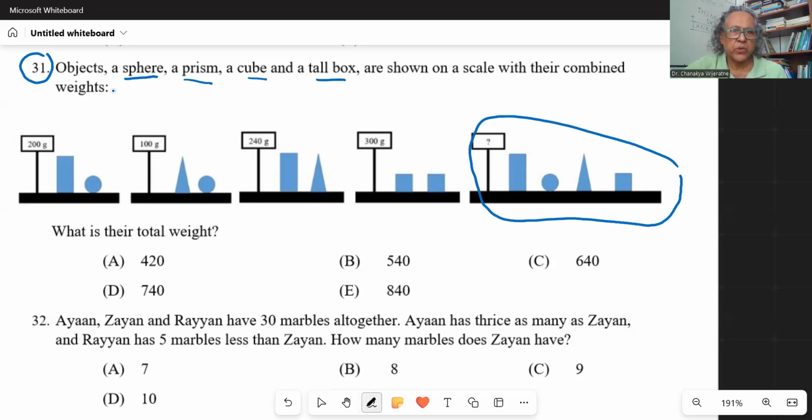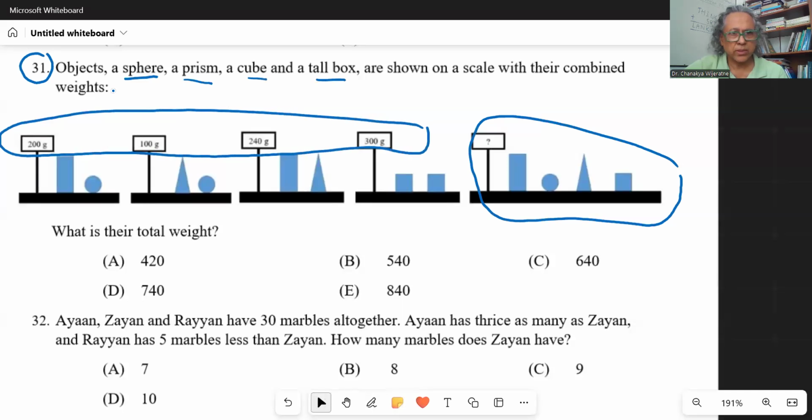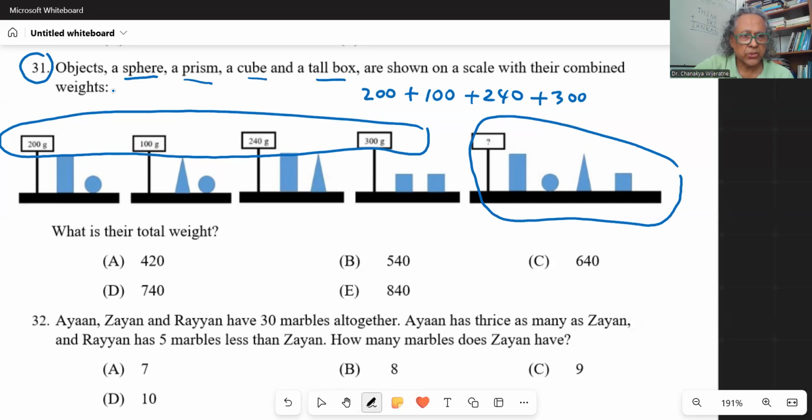Now, what if we add all these 4 weights? That's easy. We can easily add 200, 100, 240, and 300. But what is this weight? So we can see that the toy box, there are 2 of them, and the prism, we have 2 of them, and the sphere, we have 2 of them, and the cube, 2 of them.